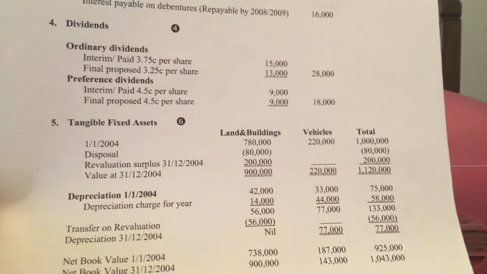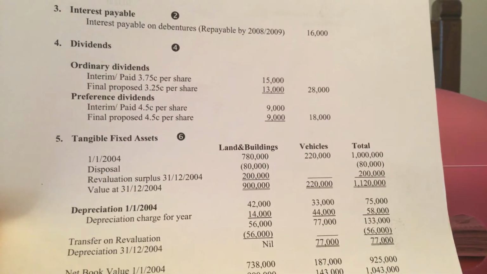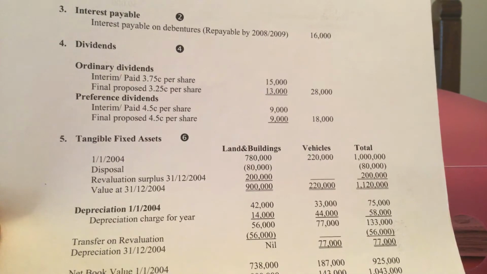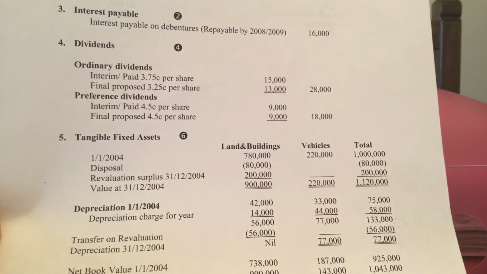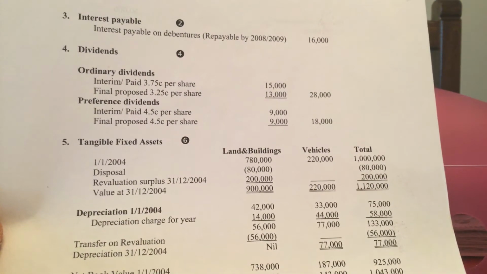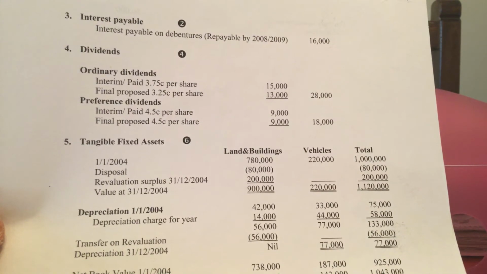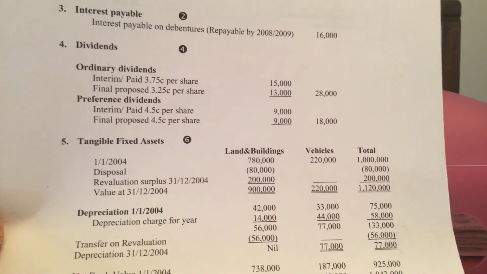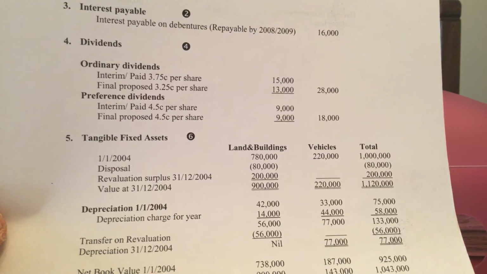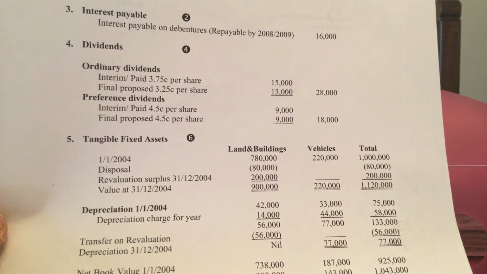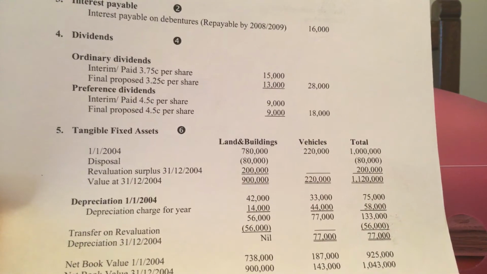Now, I think this is the hardest part of the whole thing, which is the tangible fixed assets. And you look at land and buildings. Now, if you look at buildings at the start of the year with 700,000, that's as per the trial balance. But if you go down to the note, then we had buildings which cost us 80,000. So that was land and buildings was 780,000, the disposal was 80,000, and we revalued to 900,000. Vehicles were 220,000. Your opening depreciation at the start of the year is 42,000 and 33,000.